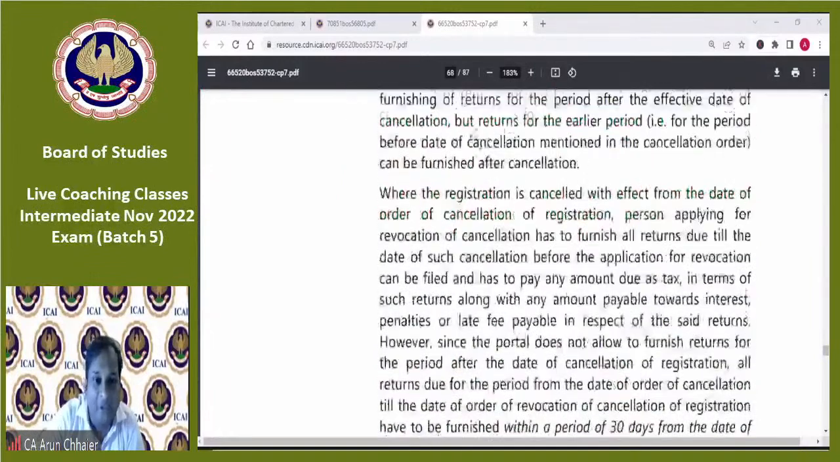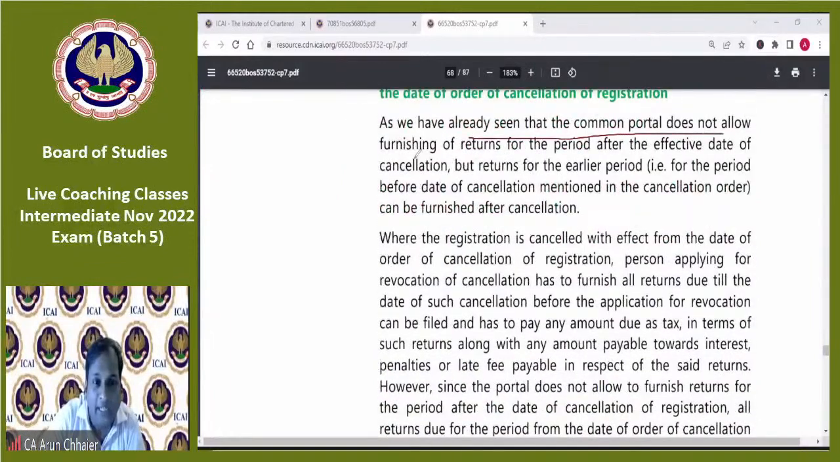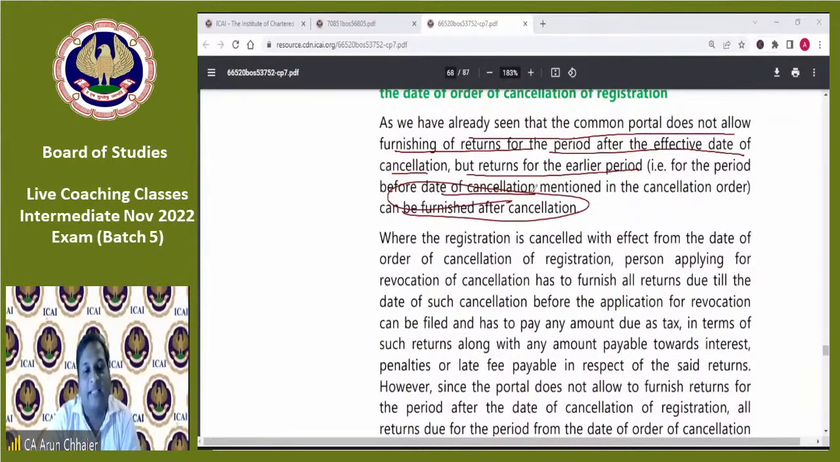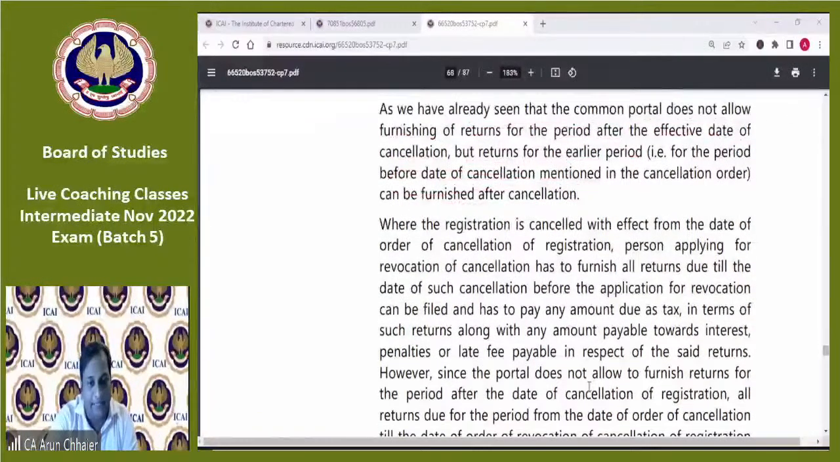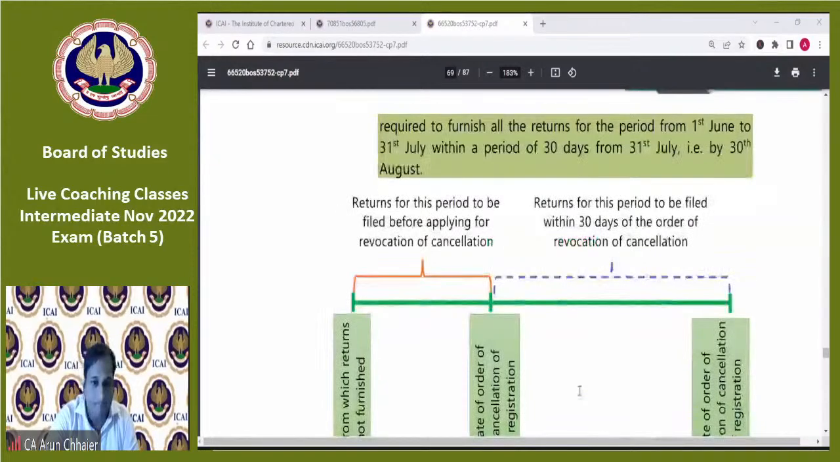So in that case, as we already saw, the common portal does not allow furnishing of the return for the period after the effective date of cancellation, but returns for the earlier period before the date of cancellation can be furnished after cancellation. In case of retrospective cancellation, this point would be applicable.